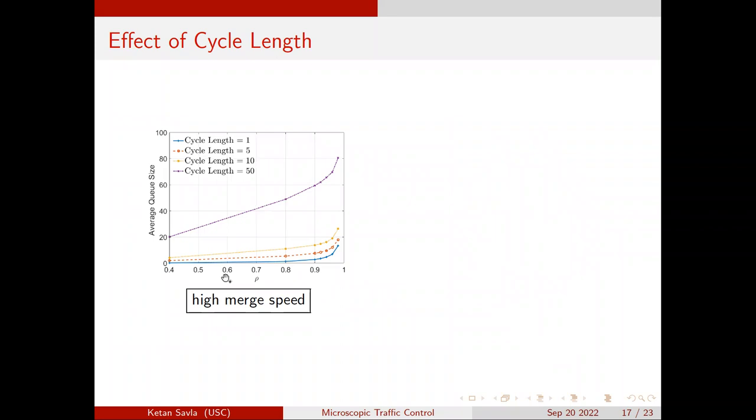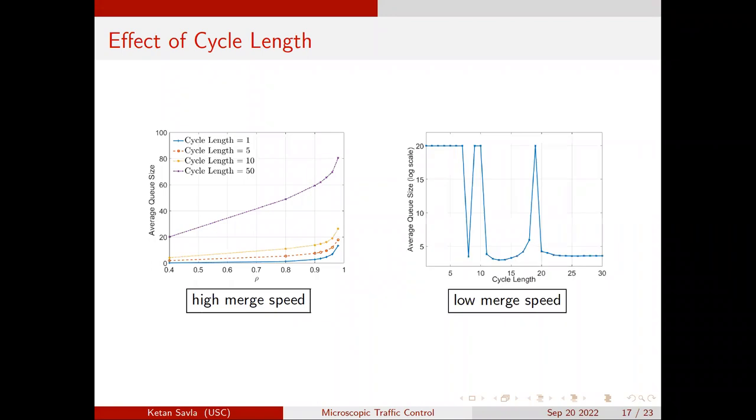Again, if you divide the analysis into high merge speed and low merge speed cases, when you have a high merge speed, the average queue size at the ramps decreases with decreasing cycle length. So shorter cycle length does give you better travel time. On the other hand, when the merge ramps are small, which is again a more practical case, it's not clear. In fact, what is clear from our extensive simulations is that one cycle length is not optimal from a travel time point of view. But on the other hand, there is no monotonicity either. So it's quite complicated, but the optimum seems to be somewhere beyond one. So that's the message that you want to get out of this.